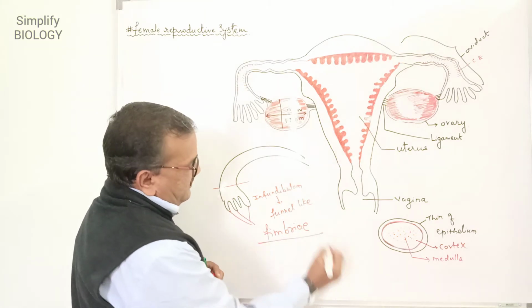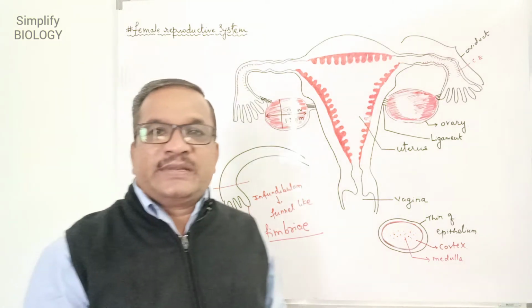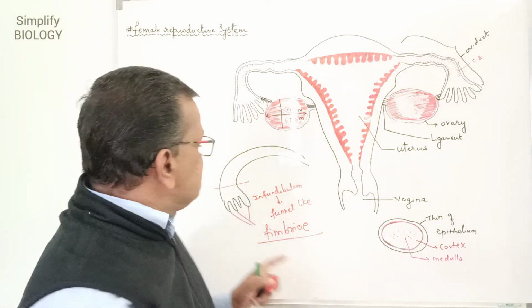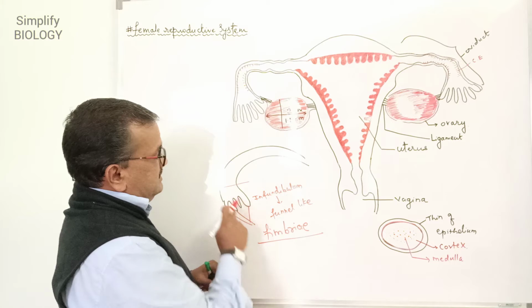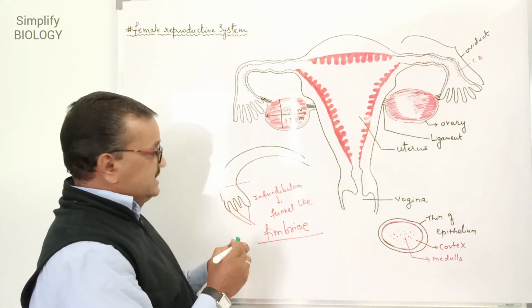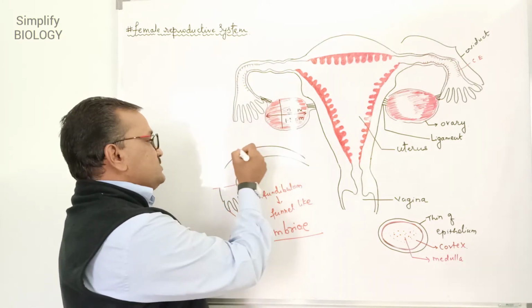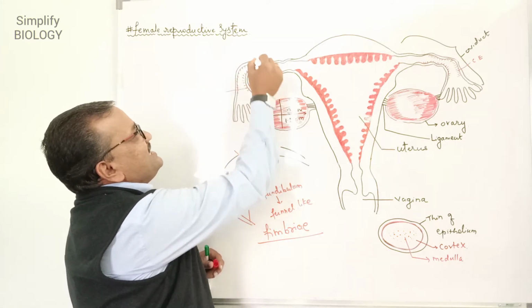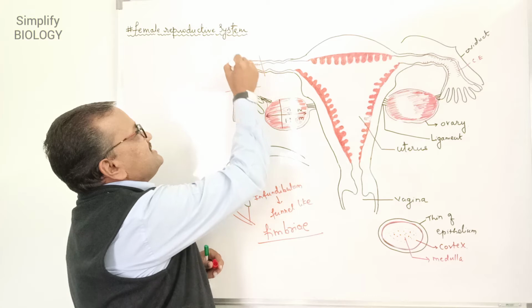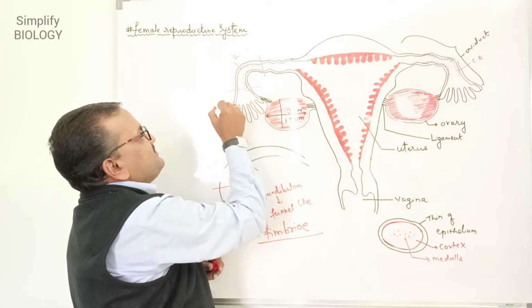So these are called fimbriae. This you have to keep in mind. Okay, so this is the first part of the oviduct. If you see the next part, this is the second part. This first part we have seen. Now we are going to see the second part.